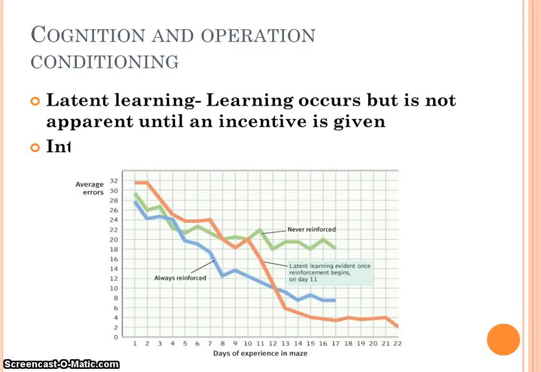The last type of learning that occurs in operant conditioning is latent learning. Latent learning is learning that occurs but is not apparent until later on.